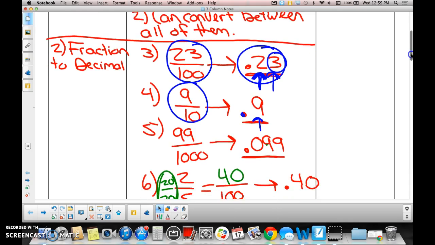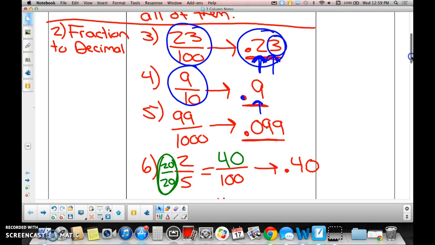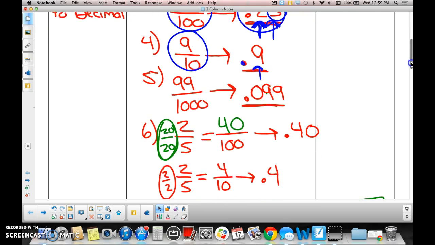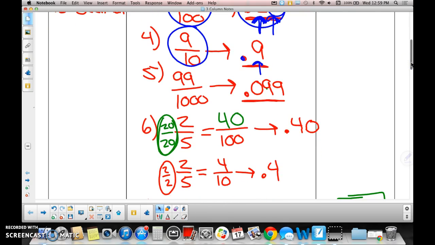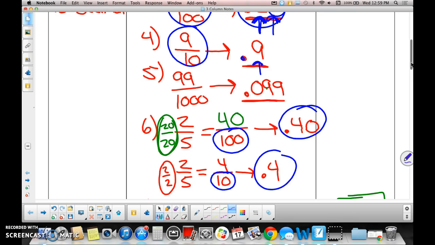Let's keep on going down to number 6. You all did this one. You have 2/5, and we said, okay, 5 is not a 10, it's not 100, it's not 1,000, right? No. So a lot of you said, Mr. Podger, 2/5 can easily be converted to something over 100, or to something over 10, and once we have that, we can write our decimal, right? Yeah. So you guys did all that, you're so super good.